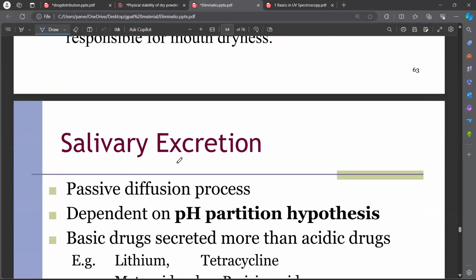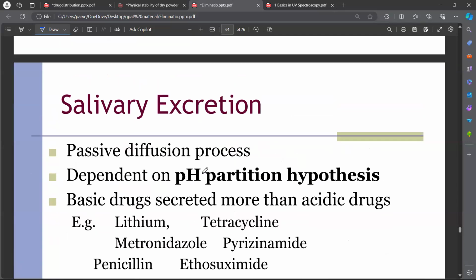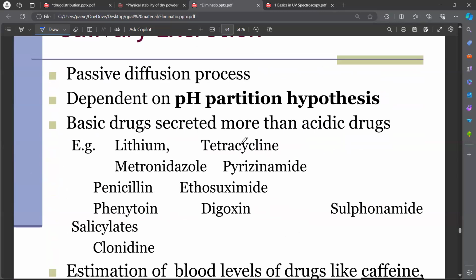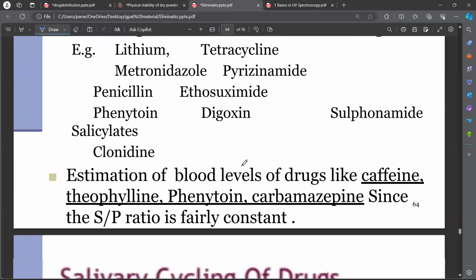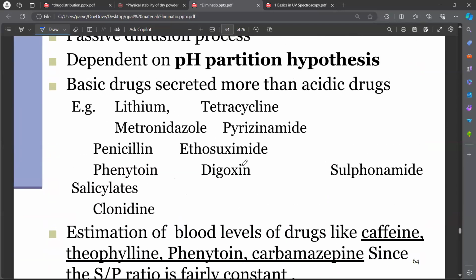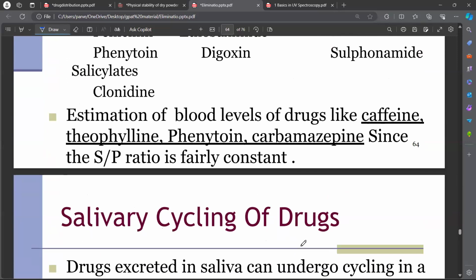Basically, salivary excretion does not require any kind of energy. It is a passive diffusion process and it depends upon the pH partition coefficient. The more basic drugs are more eliminated into the saliva when compared to the acidic drugs. Examples of drugs which are eliminated into the saliva include lithium, tetracycline, metronidazole, pyrazinamide, penicillin, ethosuximide, etc. Whenever a drug is excreted in the saliva, it is also important that we know how much of the drug is getting eliminated by saliva.